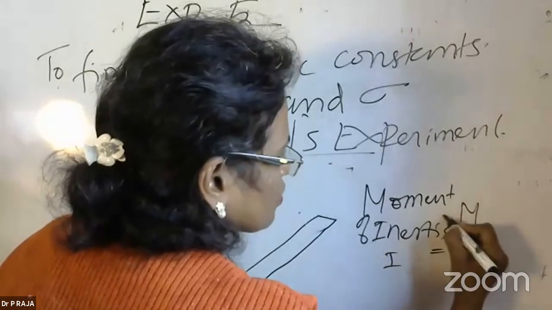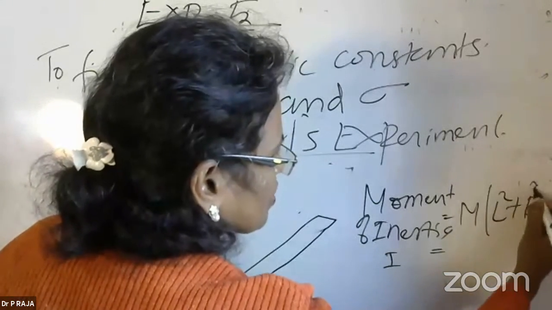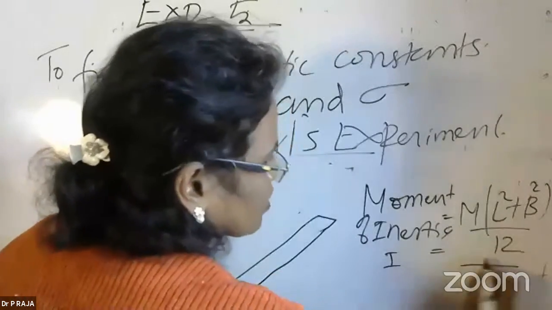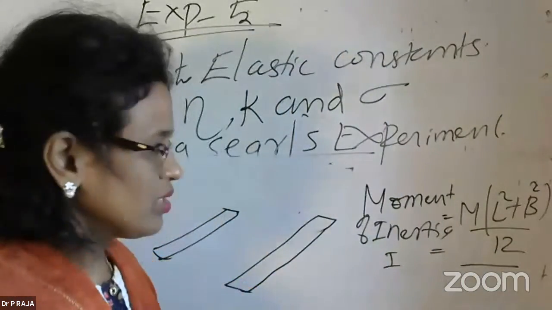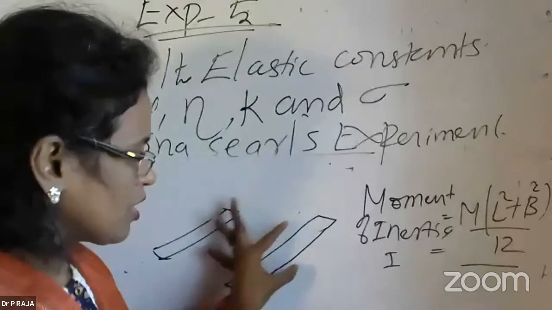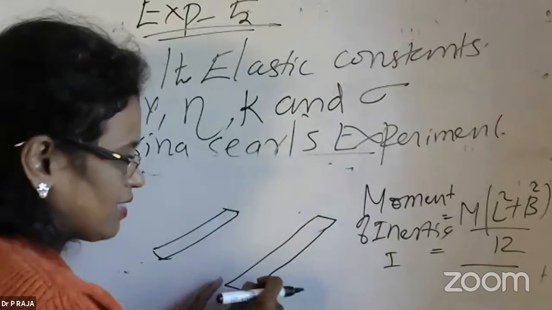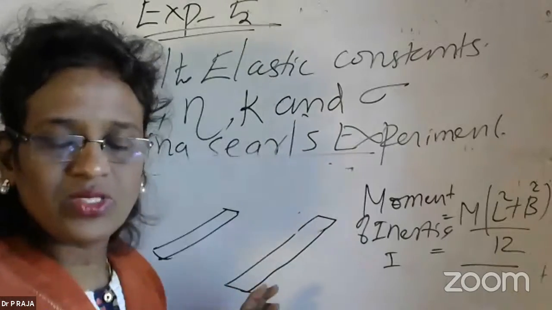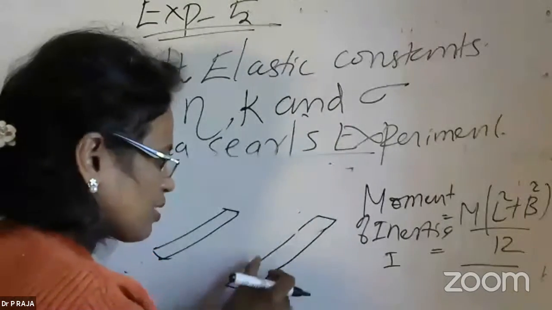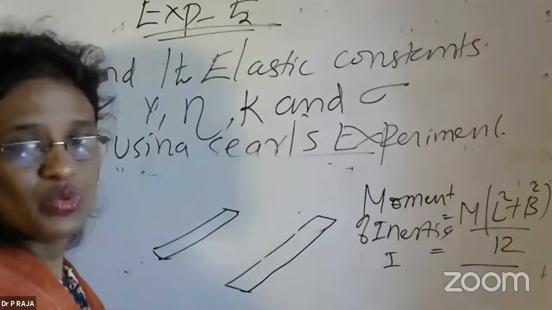I is equal to m into (L square plus B square) by 12. Okay, this is for a rectangular bar. So you will find the moment of inertia of the bar by taking the length and the breadth. Length you can measure using the scale. For the breadth, what will you do? You will use the screw gauge here.